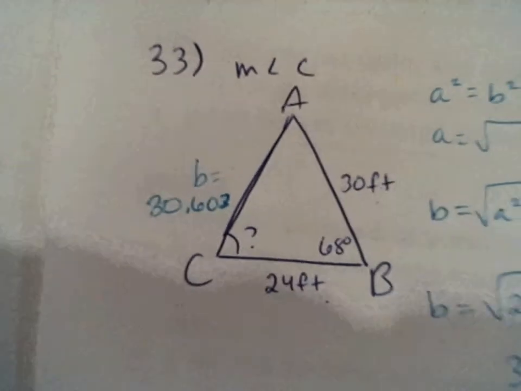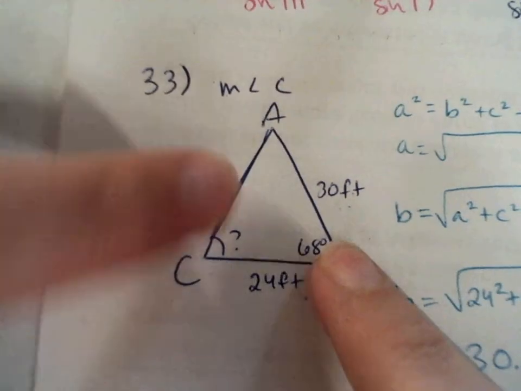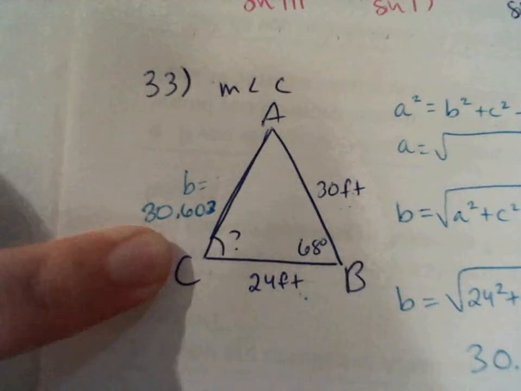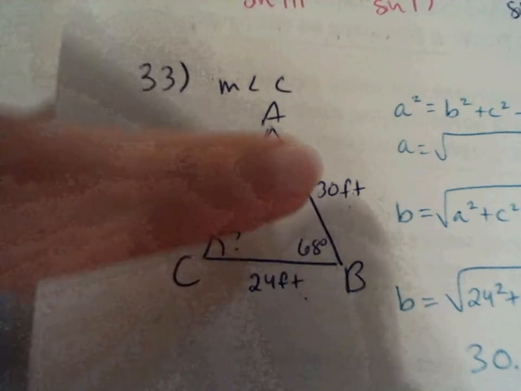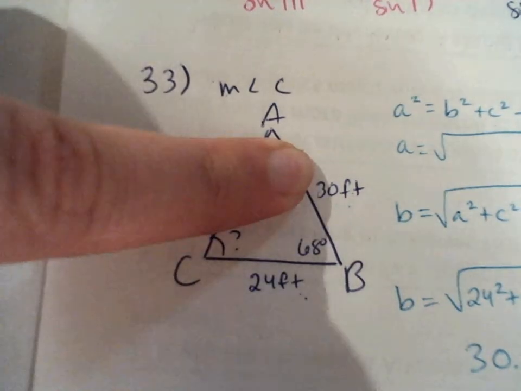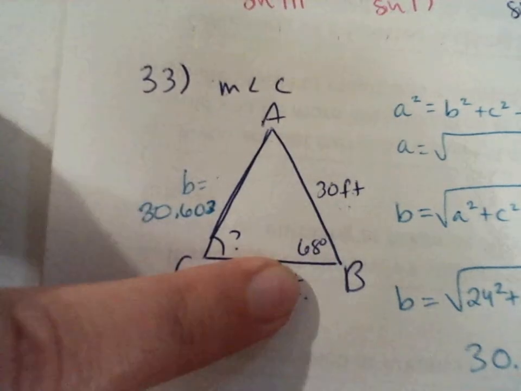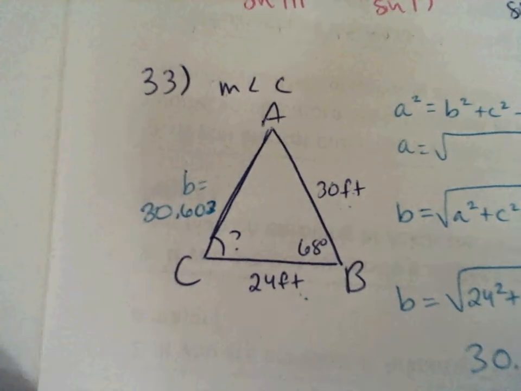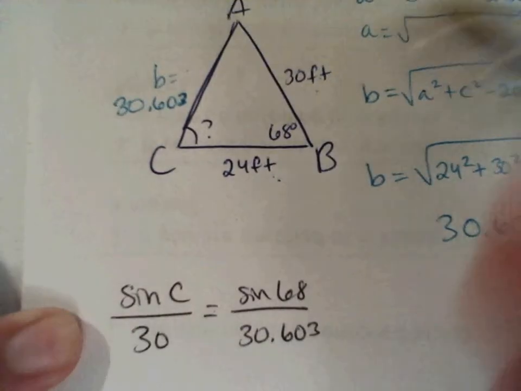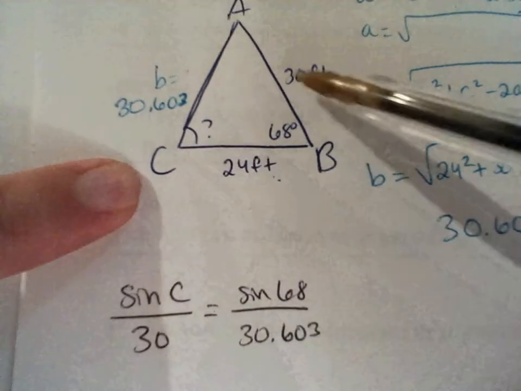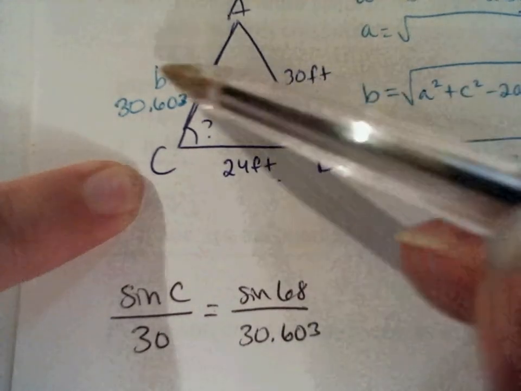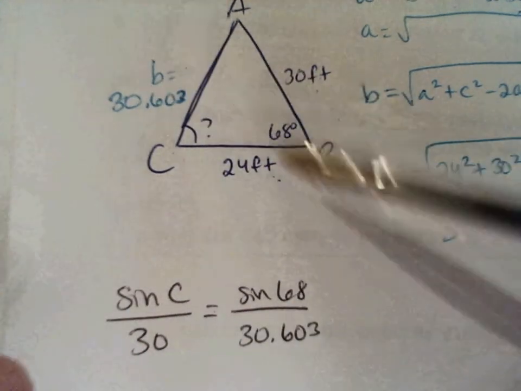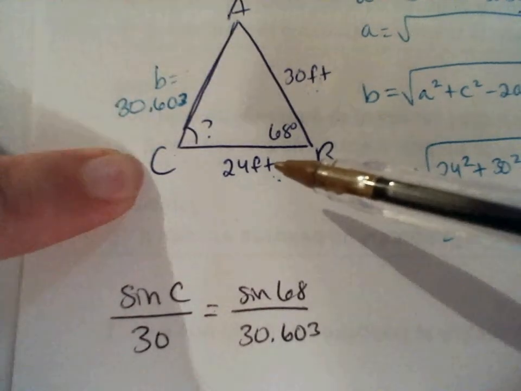Okay, so knowing this, I can either do angle side pair and solve for angle C. So I'm going to try that using law of sines. I want to solve for angle C, so sine of C over the side length for C equals, if it's angle on top, then it's angle on top, sine of 68 over side B, 30.603. So that's one option. Couldn't even read what I was writing. So sine of angle C over 30 equals sine of 68 over 30.603. So now I have enough for law of cosines or sines because I have an angle and a side pair.